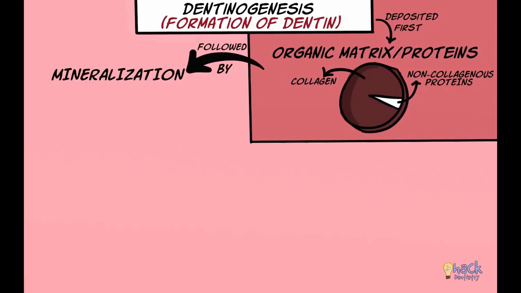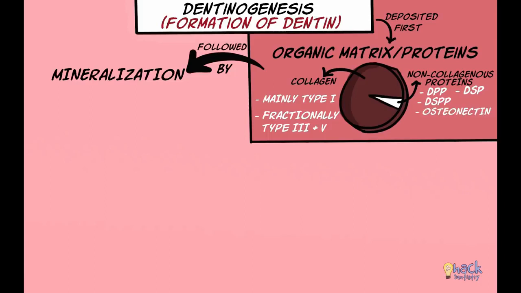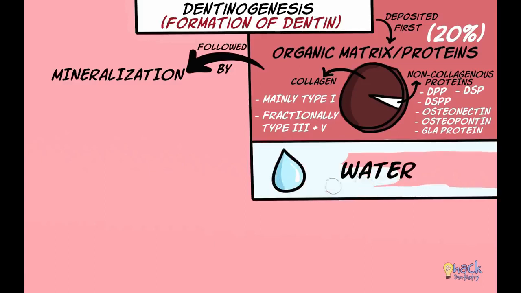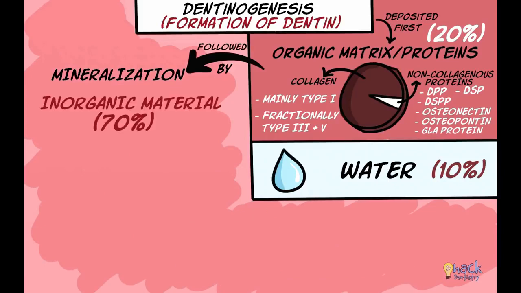The organic matrix or proteins comprise mainly type 1 collagen with a fraction of type 3 and type 5 collagen. Dentine phosphoprotein, dentine sialoprotein, dentine sialophosphoprotein, osteonectin, osteopontin, and GLA protein make up the non-collagenous proteins. Together, they make up around 20% of dentine and along with water comprise 30% of dentine. The rest of the dentine is made of inorganic material composed of hydroxyapatite.